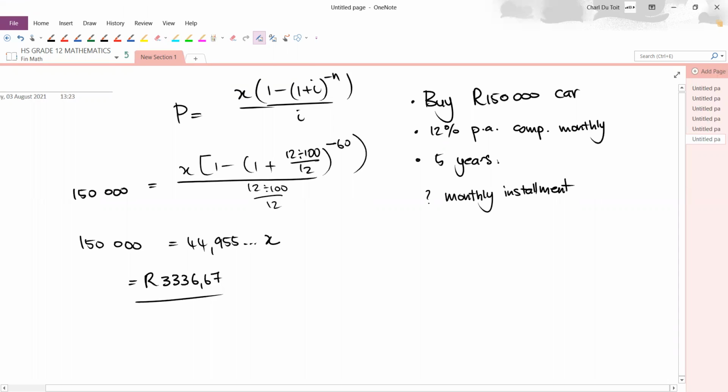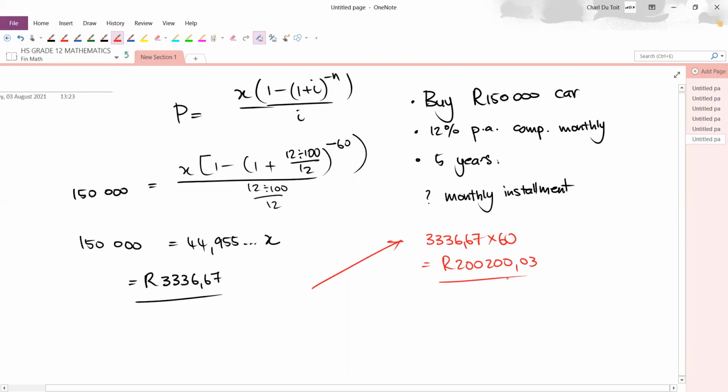Okay, I just want to show you something that's quite interesting out of this. Let's look at the following. If I pay 3,336.67 for 60 months, I'm just going to take that and multiply it by 60. I'm going to be paying 200,000 Rand for that car. 200,200 Rand. So I'm paying like 50,000 Rand extra for that car, over 50,000 Rand of interest.